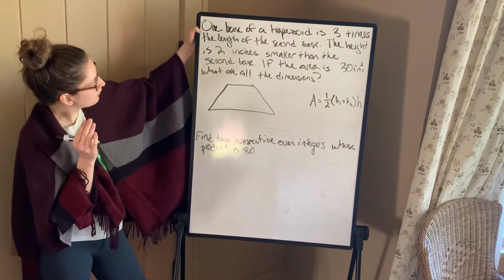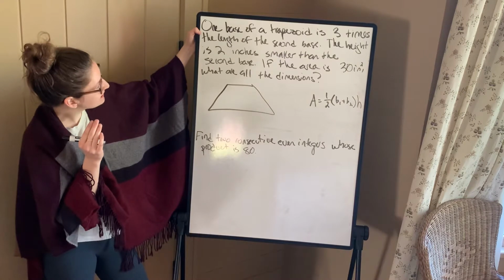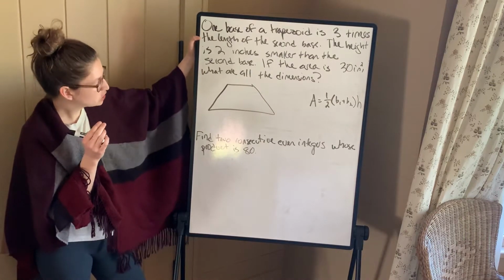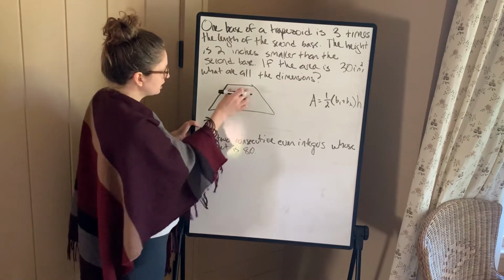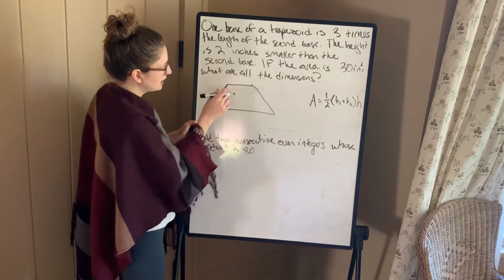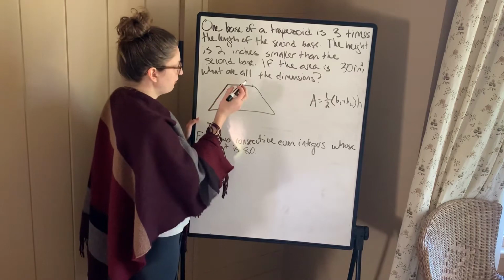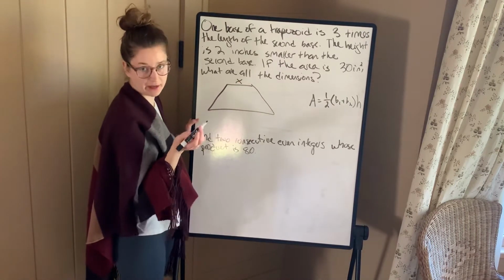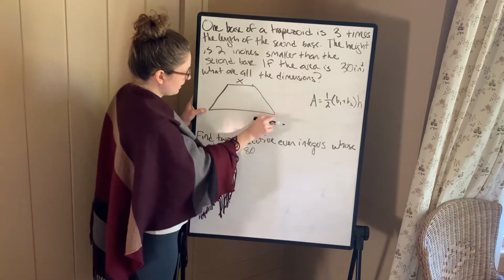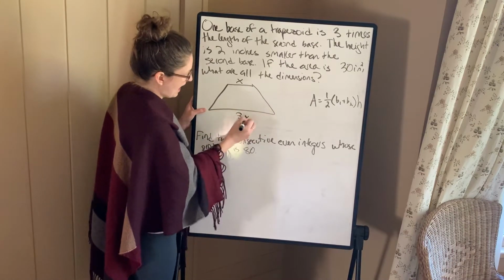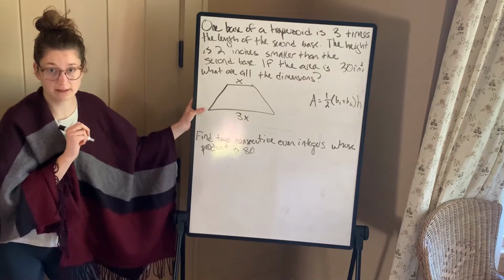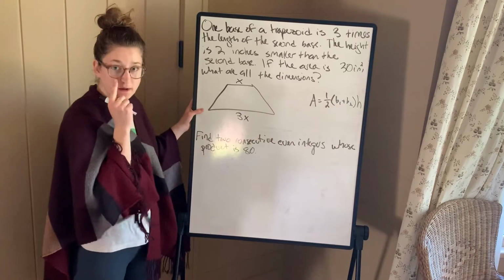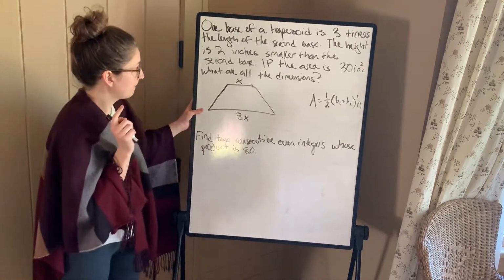Let's look at the first piece of information. One base is 3 times the length of the second base. So one base is 3 times the other. Here's my big base, here's my little base. I'm going to say that my little base has a length of x, because we don't know what it is, so we can't pick a number. Then I know that this base has a length of 3x, because it's 3 times. Notice that I'm using the same variable here and here, because I'm going to want a one variable equation when I get out of this thing.